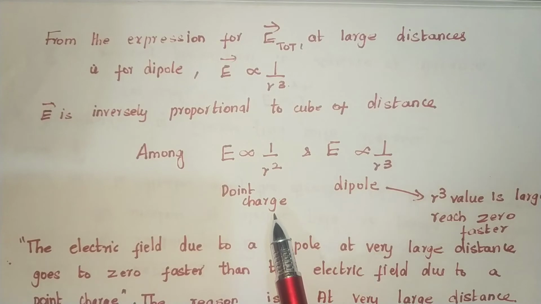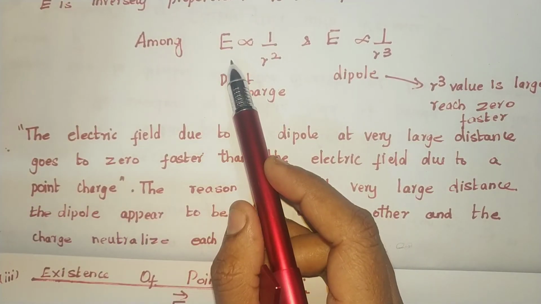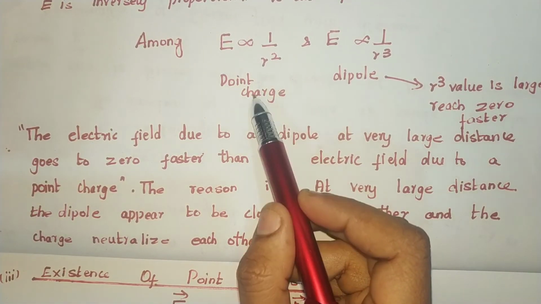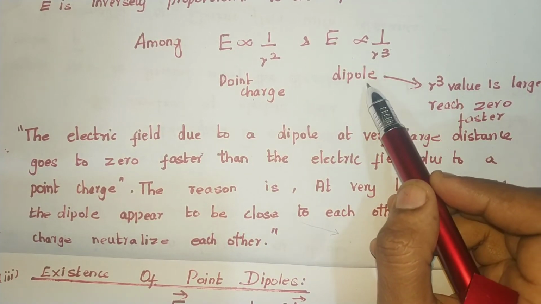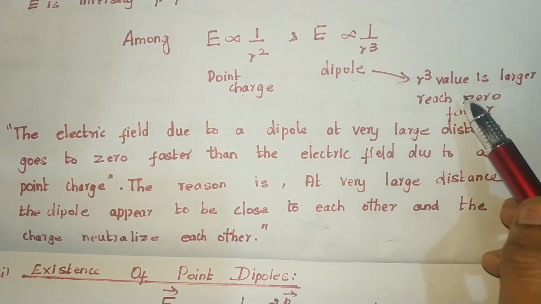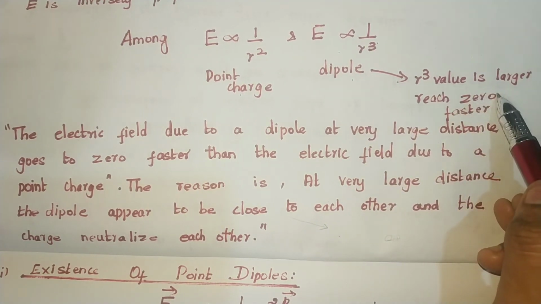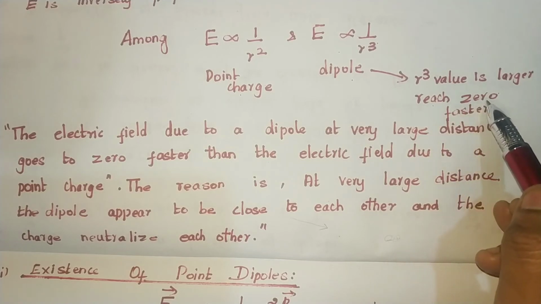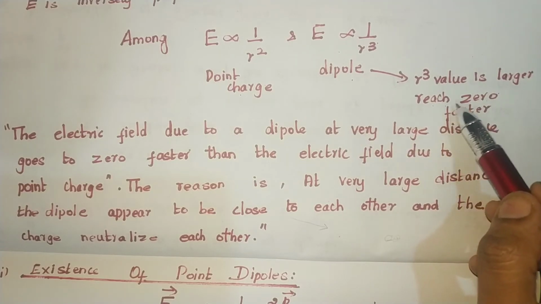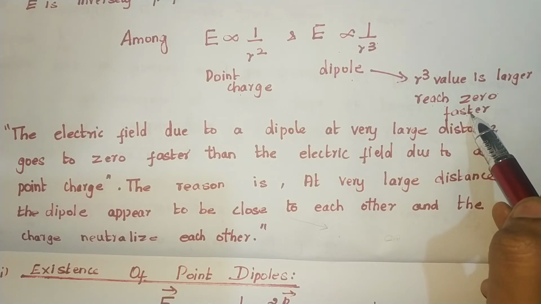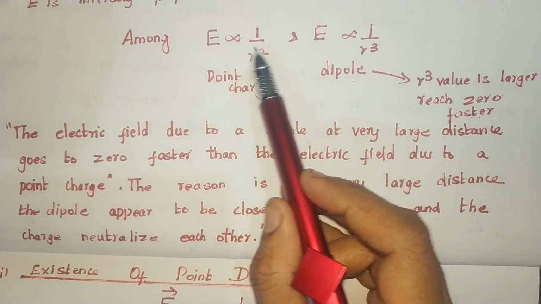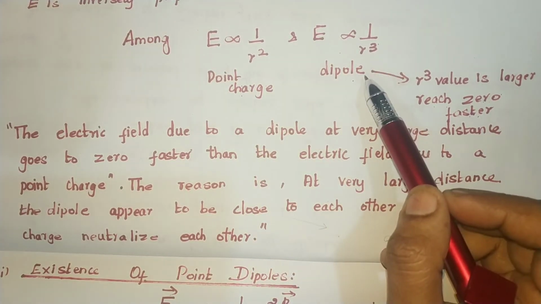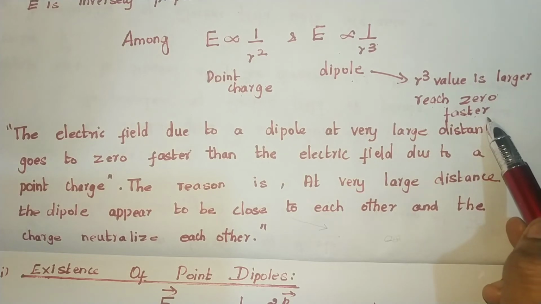Now let us compare these two expressions. E is inversely proportional to the square of the distance for point charges, and E is inversely proportional to the cube of the distance for a dipole. Now r cube value is larger, so it reaches 0 faster. When it is in the denominator, this value gets to 0 faster. So what we are saying is, comparing E in a point charge, when there is a dipole the value of E gets to 0 faster.